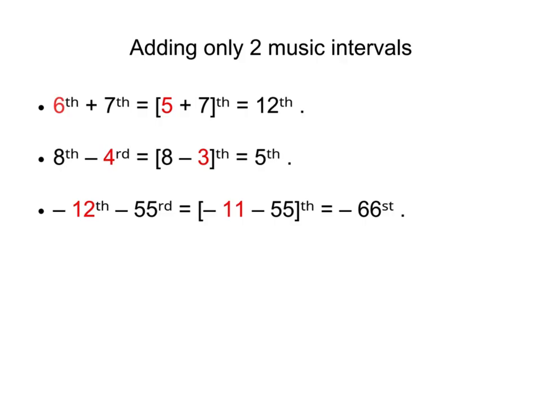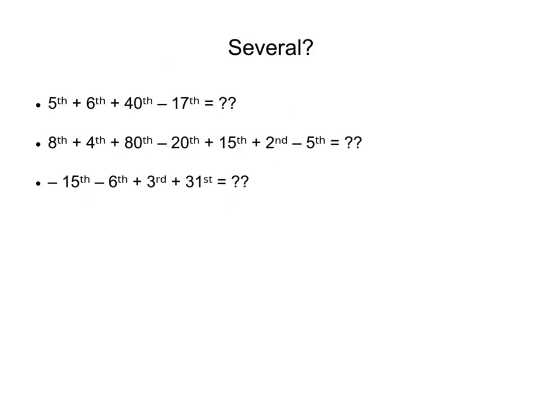So last time we learned how to add two intervals. So we can add any two intervals with ease. But what if we have many intervals to add? Can we sum them all at once? Do we have to add them two at a time, or is there a shortcut?